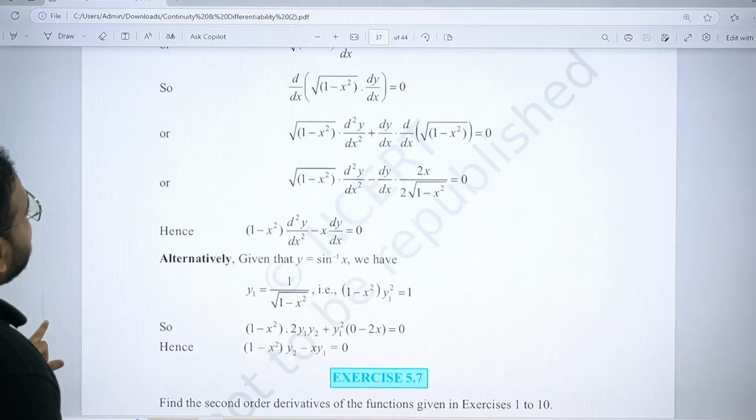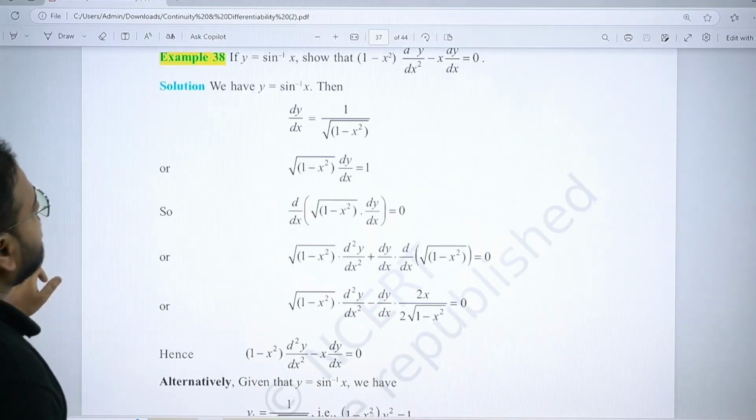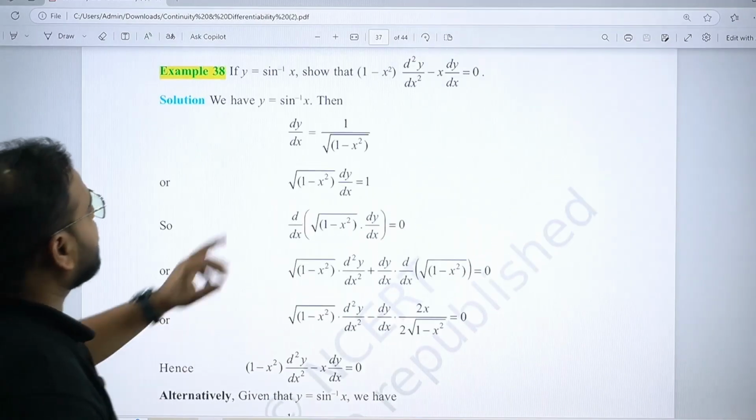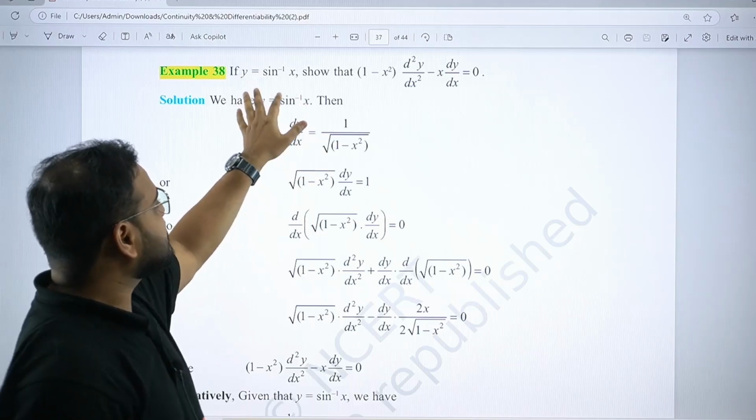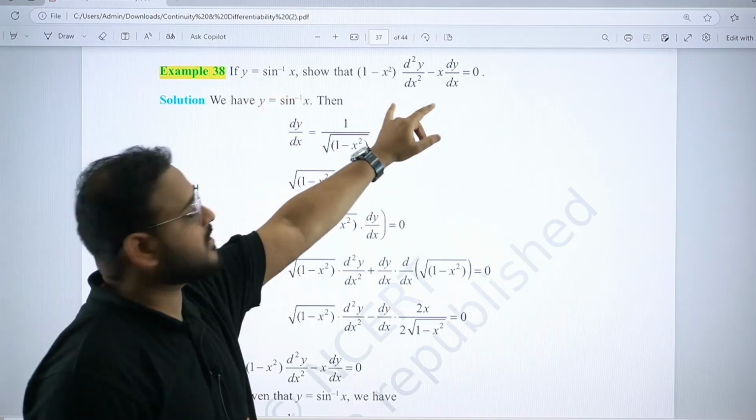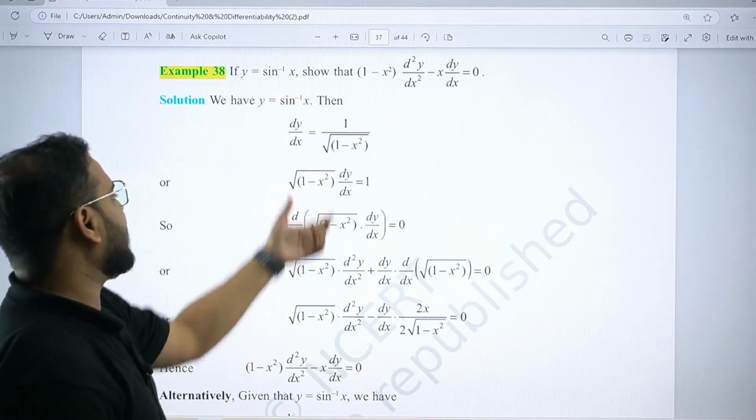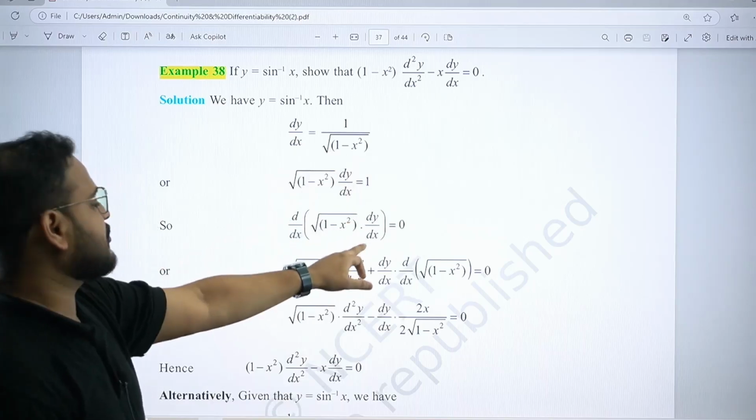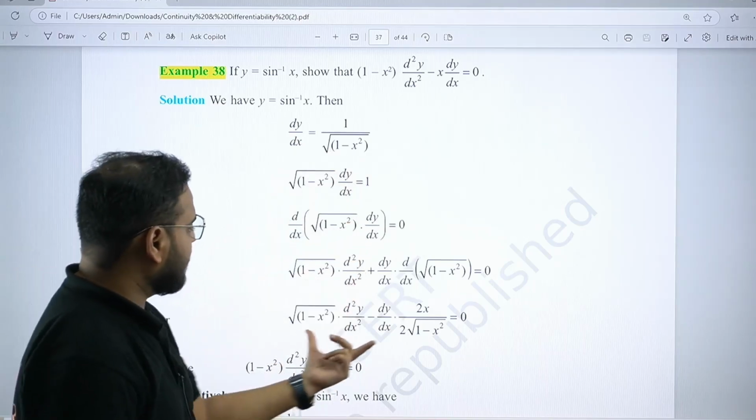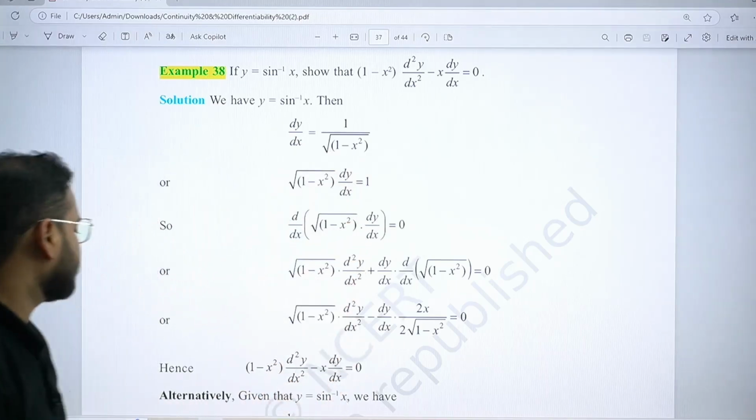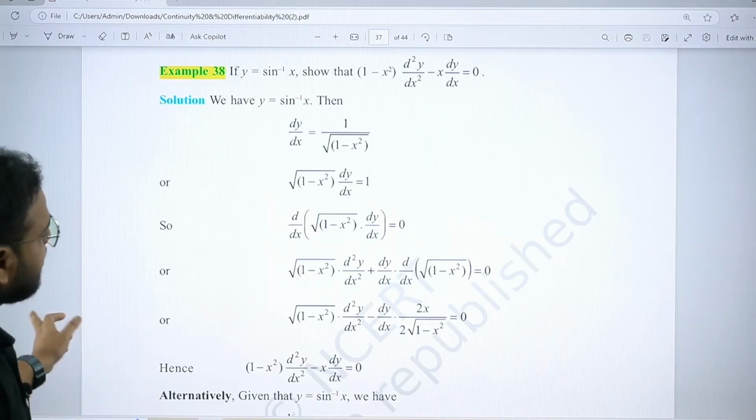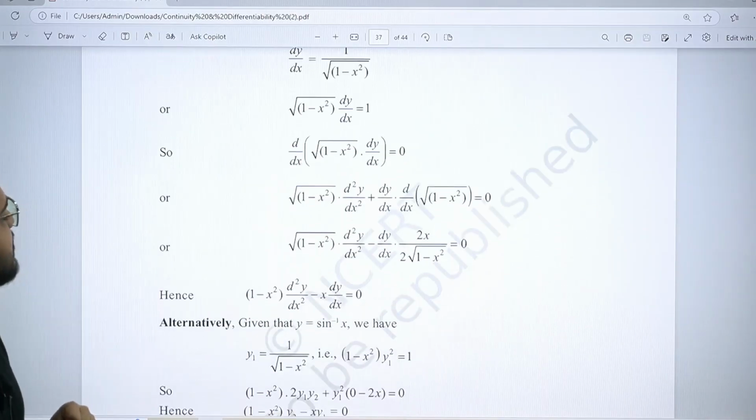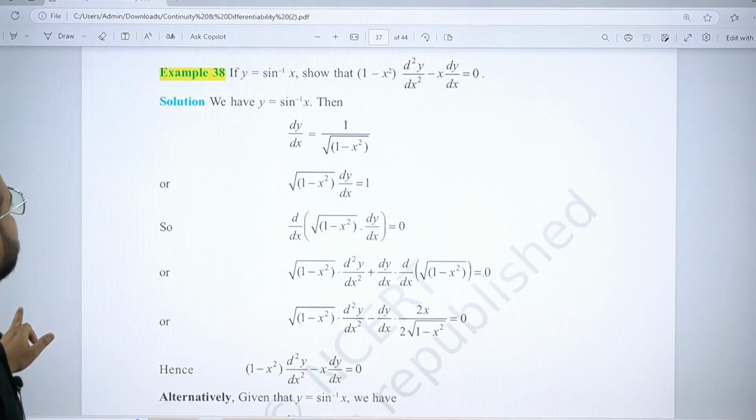Example 38 is a very good question actually. Check this out. We have to solve this. This is the function given. We have to show this part is right. What you're going to do? Differentiate. Take this on this side. Again differentiate. You'll get this statement at last. Very good question. Please solve example number 38.